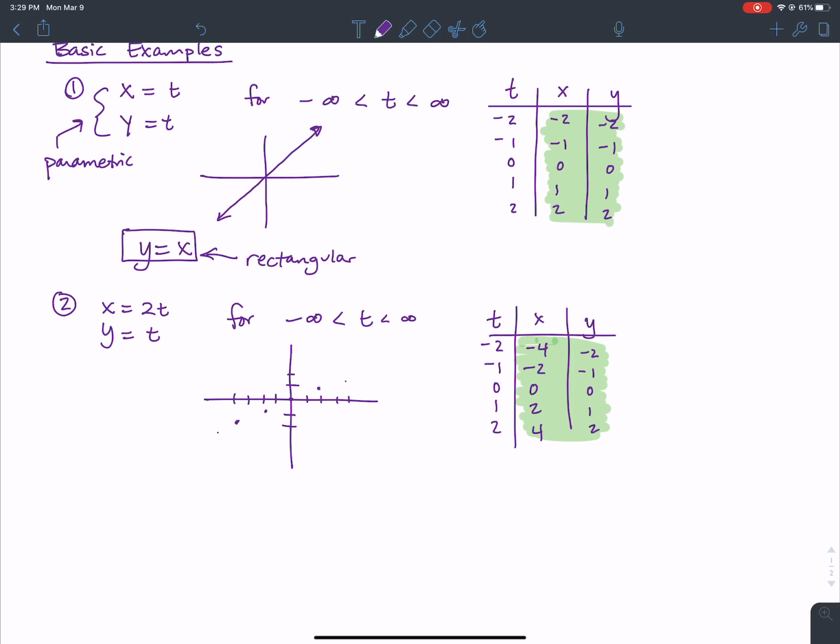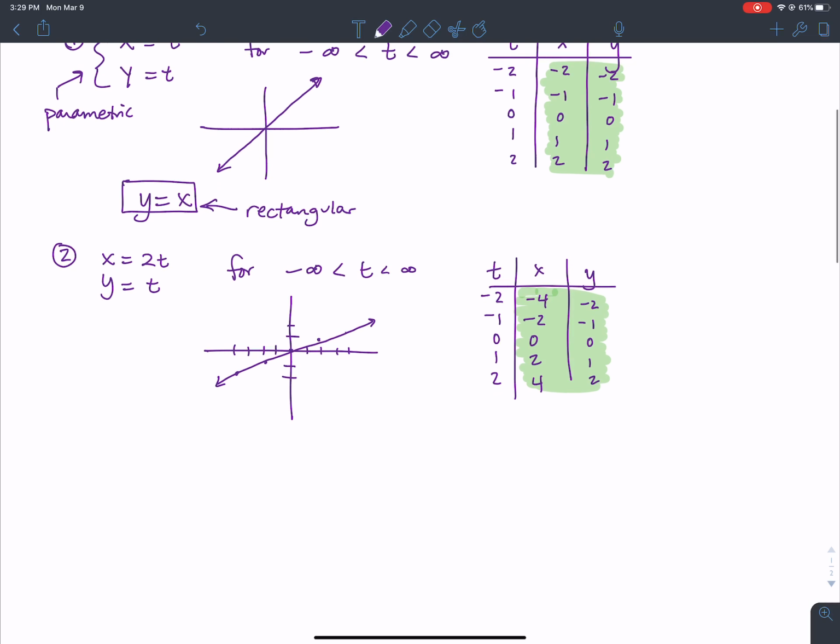So you should be able to see, oh, that's a line. Okay, and it's a line that has a slope of rise 1, run 2, and a y-intercept of 0. So this would be your rectangular equation. Okay, so again, I gave you parametric. So that's parametric. And this is rectangular.